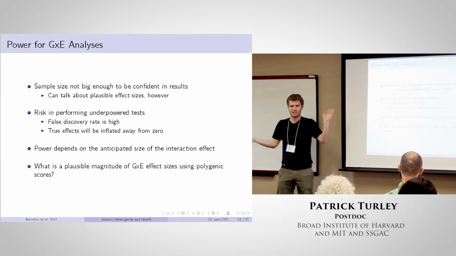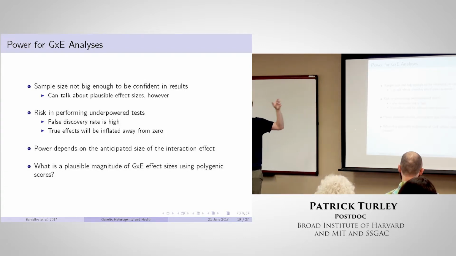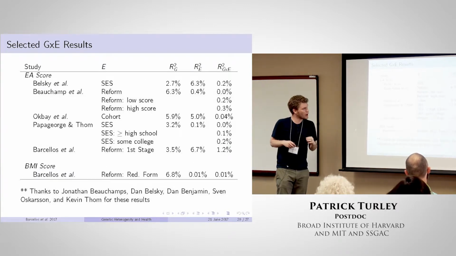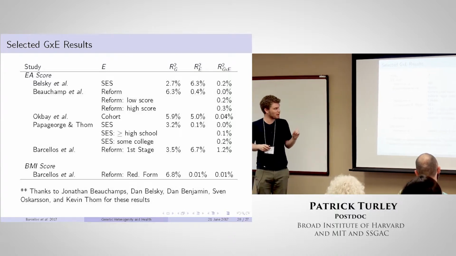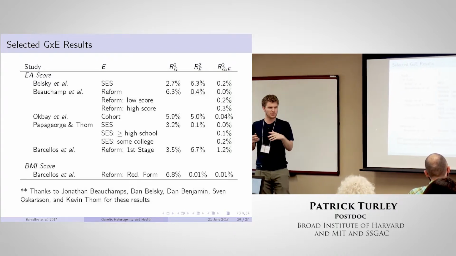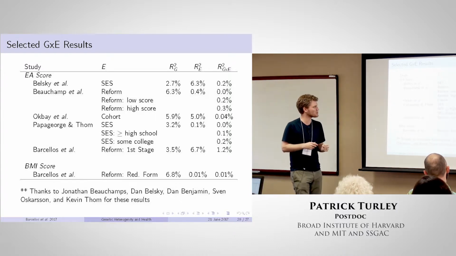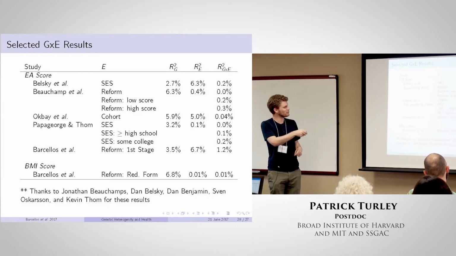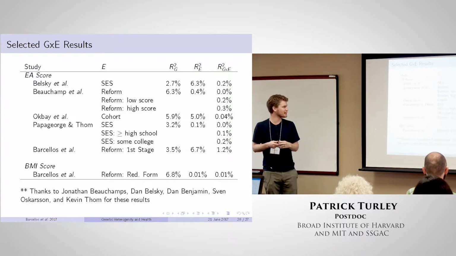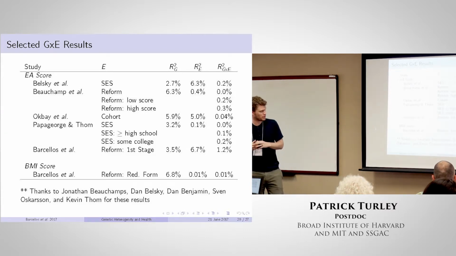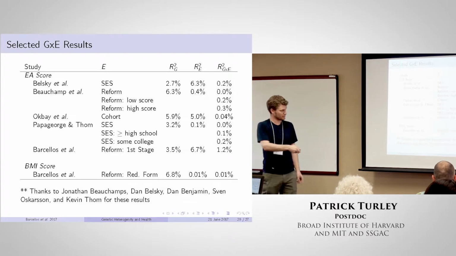The question is, if we're underpowered, what does that mean? Well, it's a function of what you think is reasonable. This slide contains a bunch of different papers that study G by E interactions, where they interact a score with some environmental variable in a bunch of different settings. A lot of the people on these papers are here or have been here. This is the R squared of the direct genetic effect in these different papers, on the order of between 2 and 7%.